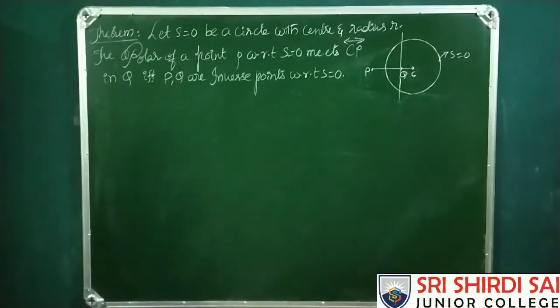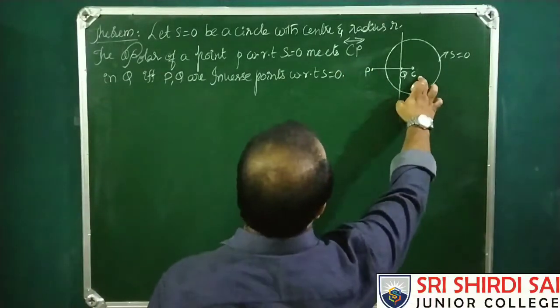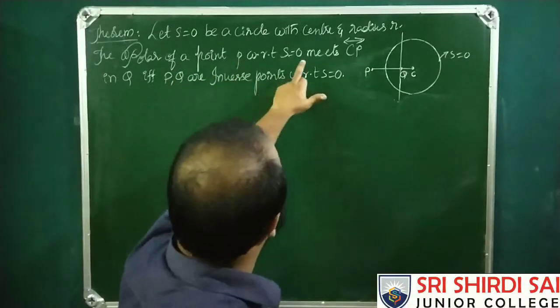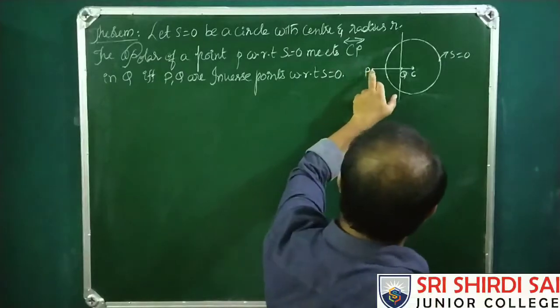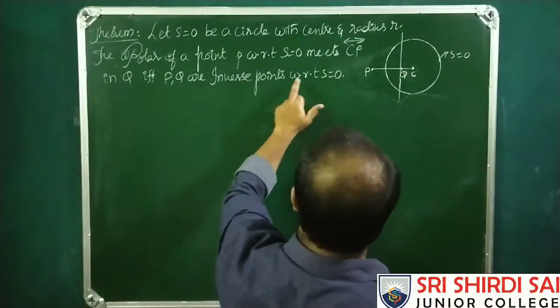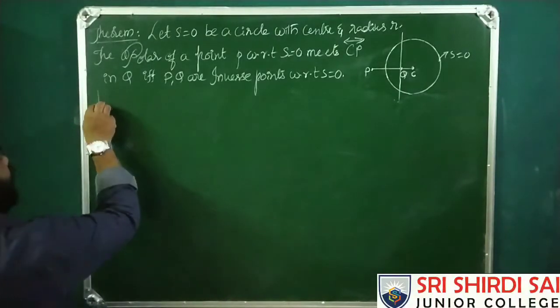So the theorem is, let S equals 0 be the circle with center C and radius r. The polar of a point P with respect to circle S equals 0 meets CP in Q, then P and Q are inverse points with respect to S equals 0. Proof.